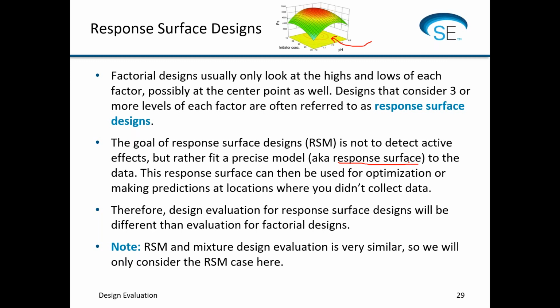You could also use it for making predictions at locations where you didn't collect any data, so interpolating, or maybe even, it's a little risky, attempting to extrapolate. Therefore, design evaluation for response surface designs will be different than for factorial design. Power is all about detecting what's active. We don't necessarily care that much about that in response surface experiments, so power is not the best metric to use when evaluating a response surface design.